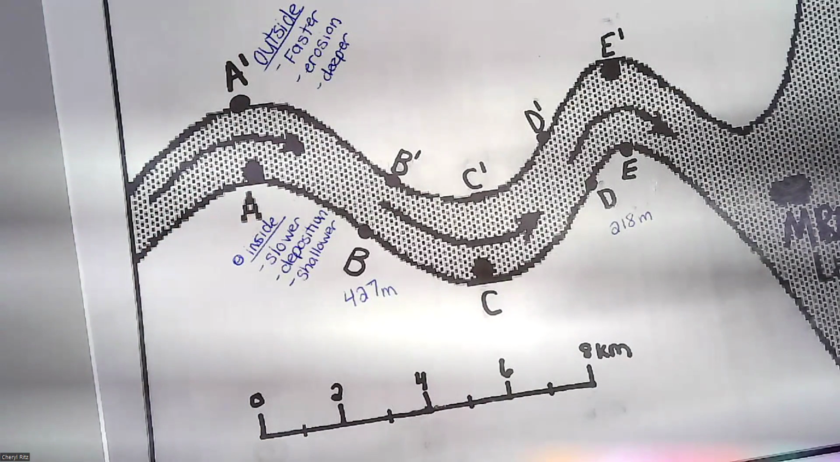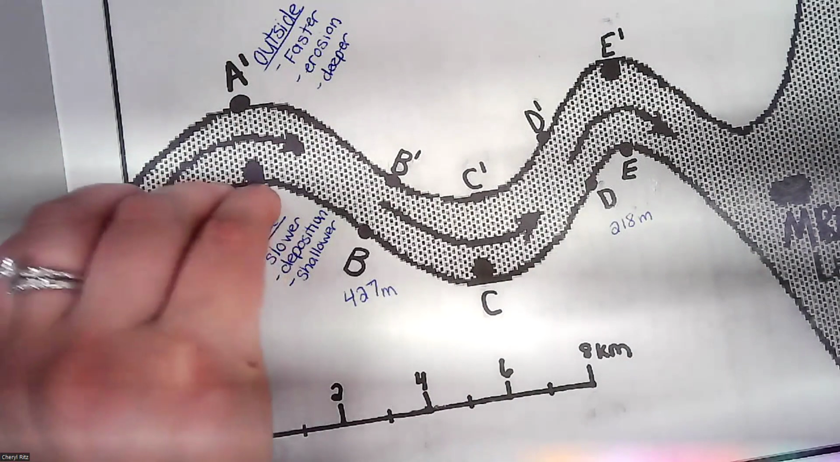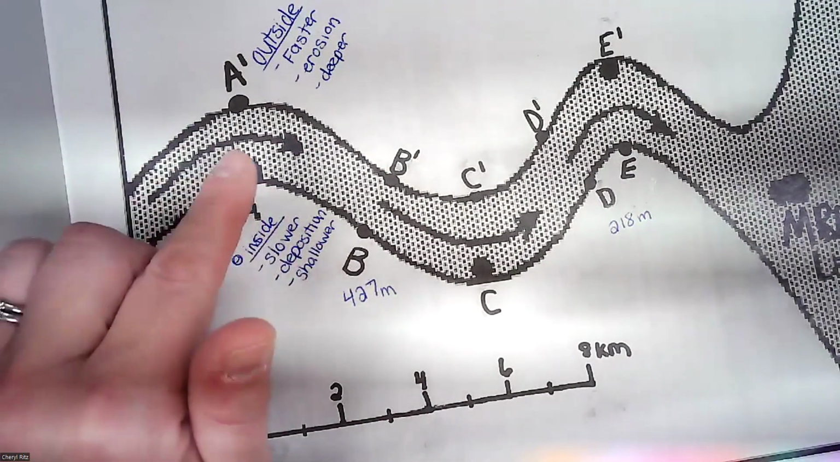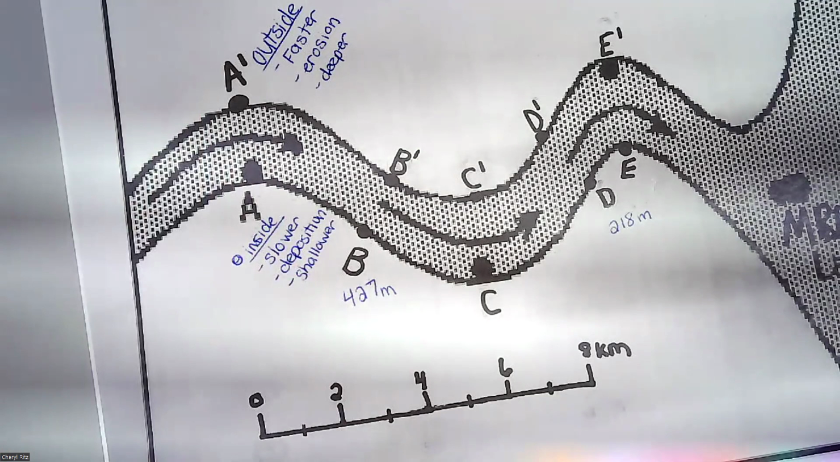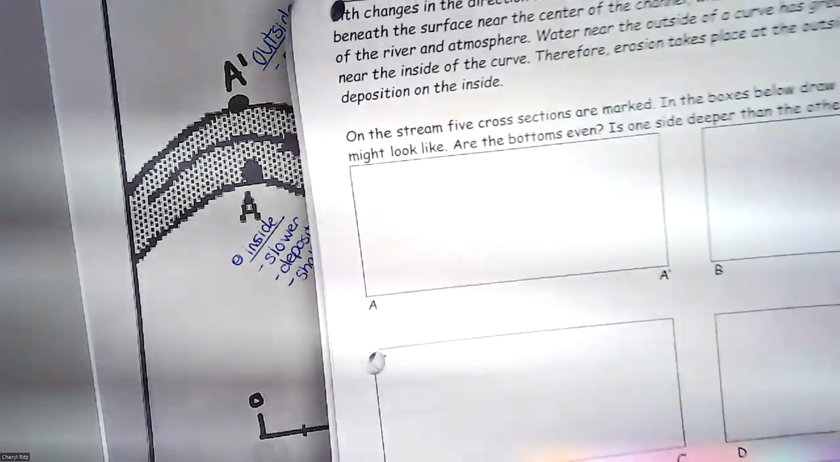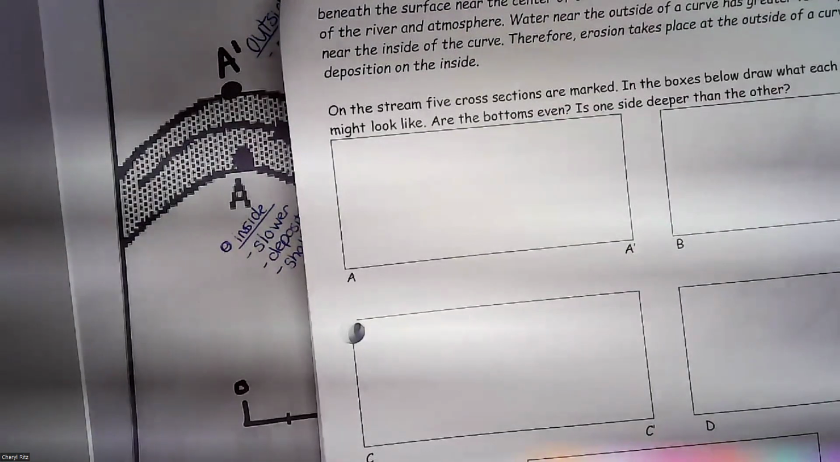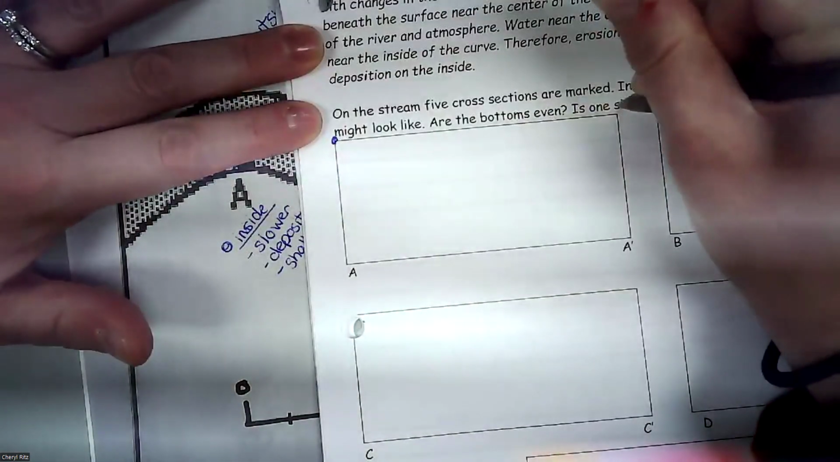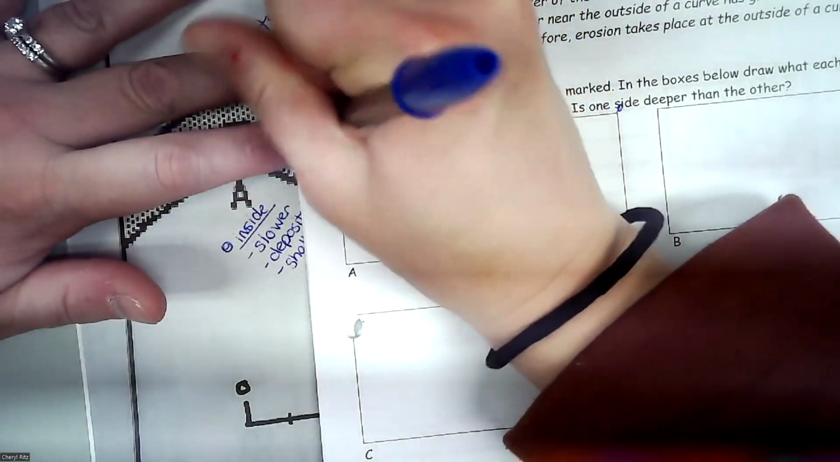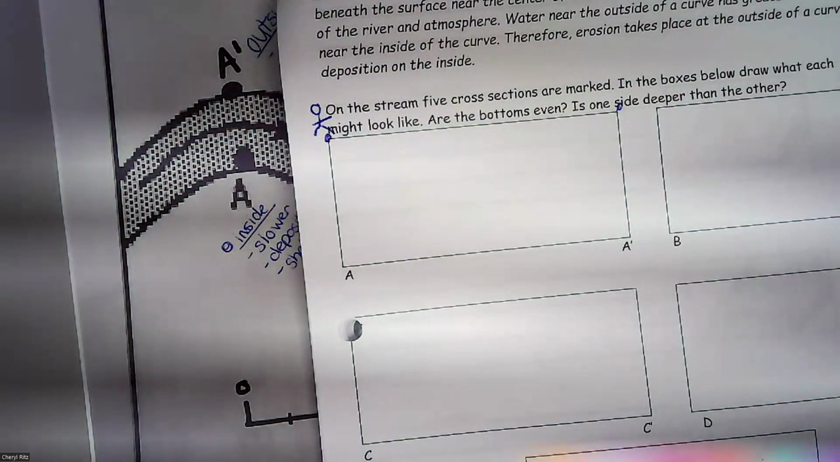So can you imagine walking into the river at A? What could you describe about your trip from A to A prime? It does get deeper. Where is it going to be the deepest? It's not going to be in the middle. Over on the curve. So we're going to be showing that in these boxes. So what I want you to understand is that up here, this is where you would be standing to hop in the river. That's where we're starting at A.